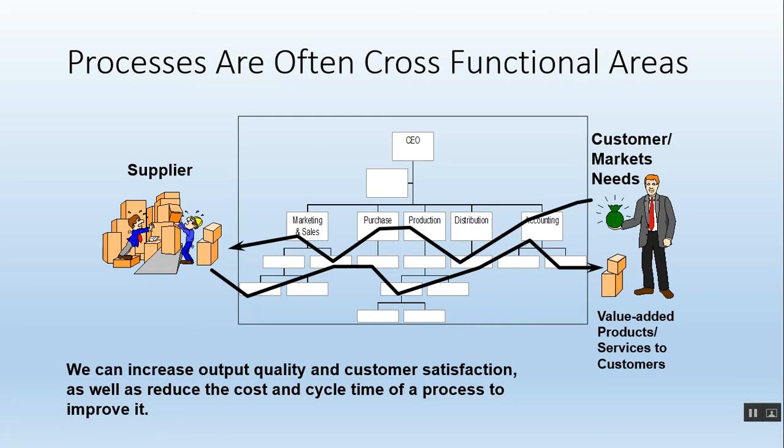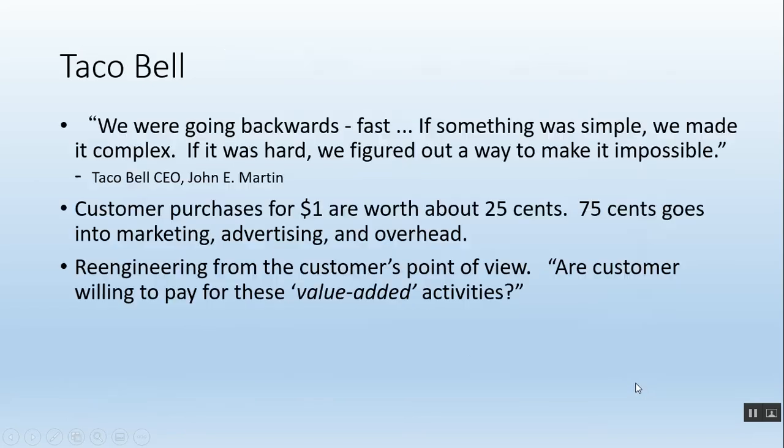Processes cut through organizations and oftentimes go through all of these cross-functional areas. So to get from the supplier to the customer, it might have to deal with things like marketing and purchasing and production and distribution and accounting and on and on. And reengineering is there to take a step back and say, how could we make the direct path from the supplier to the customer more effective and more value adding in terms of how the customer receives products and services.